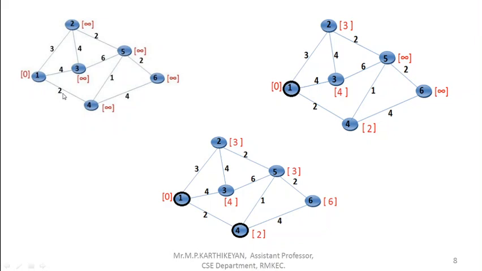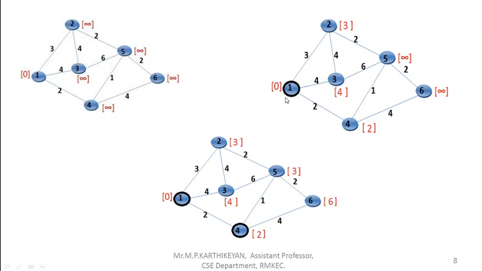So the updated value: a value is updated when it is smaller than the previous value. Initially the value is infinity, which is obviously the highest value. So when we have a lesser value than infinity, for example in the second diagram, you can see the mouse pointer over here, for node 2 the value has been updated from infinity to 3. For node 3, the value is updated from infinity to 4. And for node 4, the value is updated from infinity to 2.